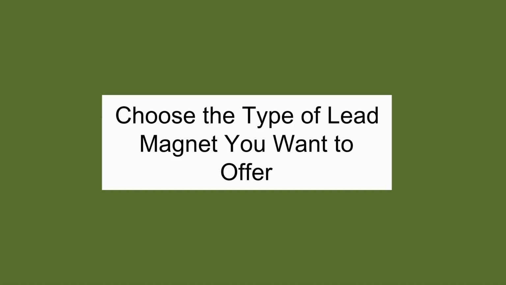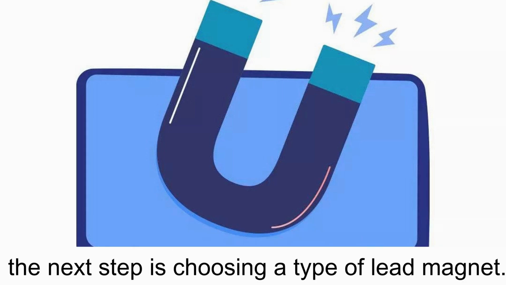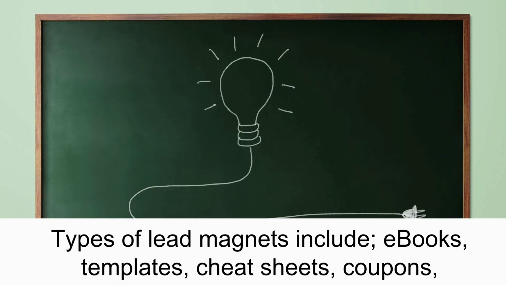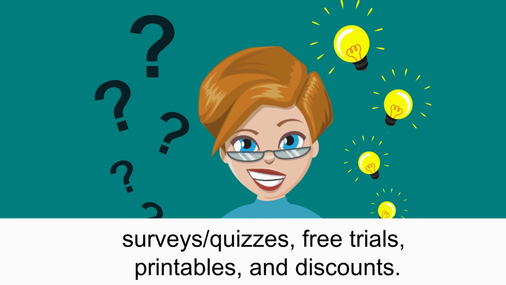Choose the type of lead magnet you want to offer. After determining your audience and specifying the value you want to provide, the next step is choosing a type of lead magnet. Types of lead magnets include eBooks, templates, cheat sheets, coupons, reports, webinars, case study reports, mini courses, surveys or quizzes, free trials, printables, and discounts.